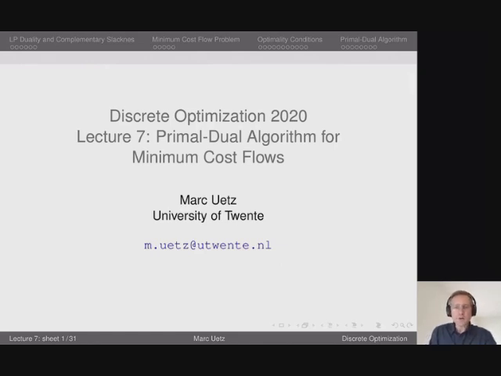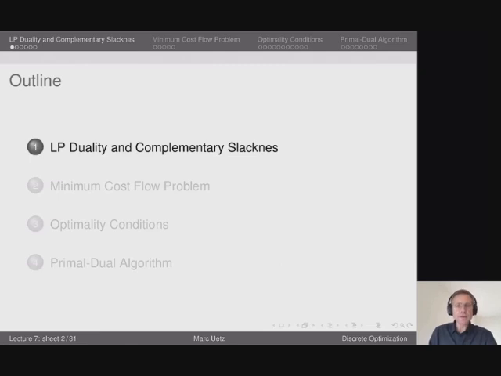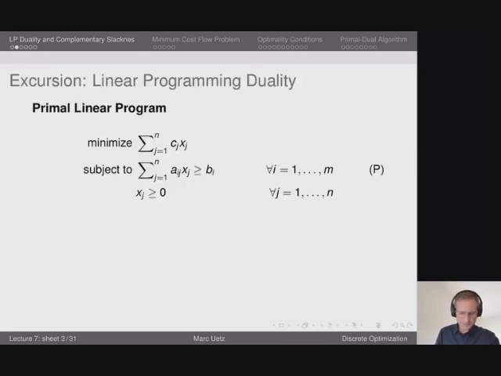Now, but before really defining the minimum cost flow problem, I have to do a little recap of linear programming duality, and in particular complementary slackness, to characterize optimal solutions to linear programs. Okay, so let's just start writing down what a standard linear programming problem looks like. So that is how it looks like.